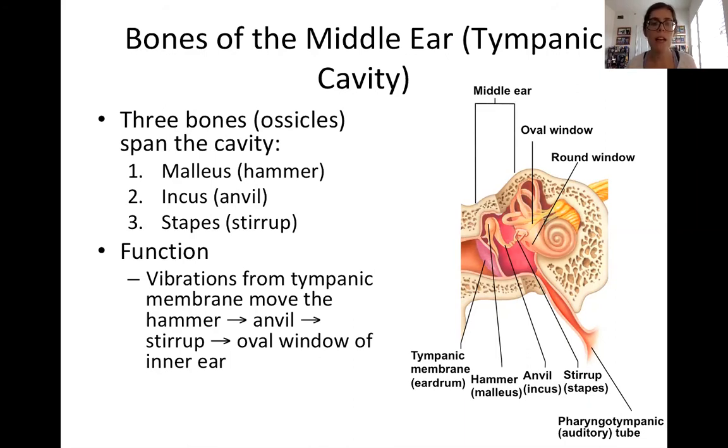Okay, the main purpose of our tympanic cavity is to house these ossicles, which are the smallest bones in your body, the malleus, incus, and stapes. MIS is what you can remember it by. And the function here is to increase the strength of our wave function.